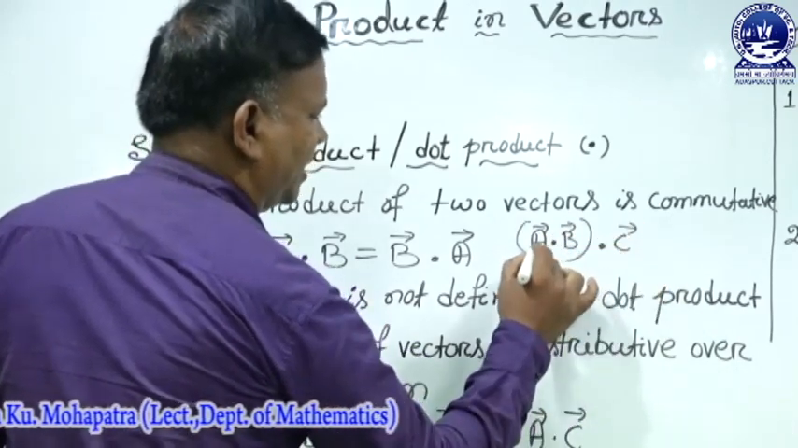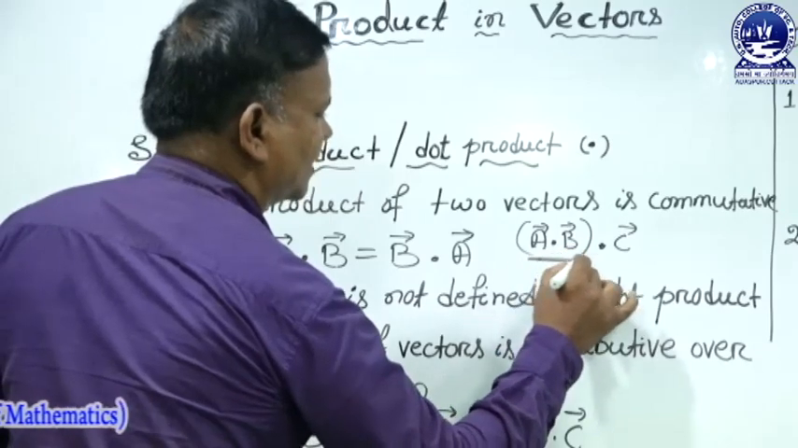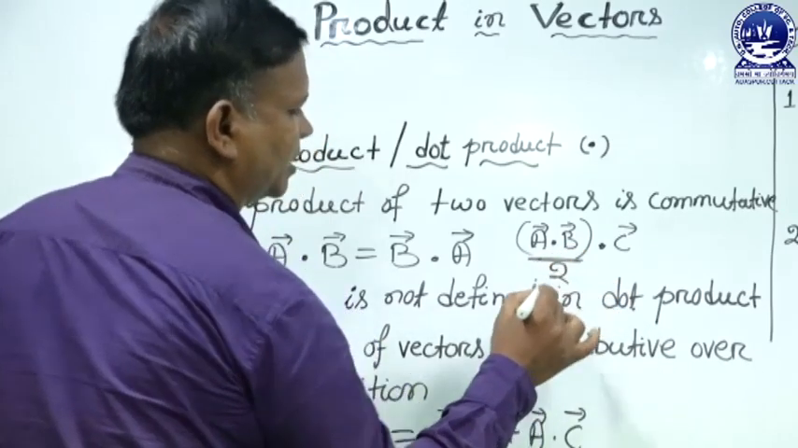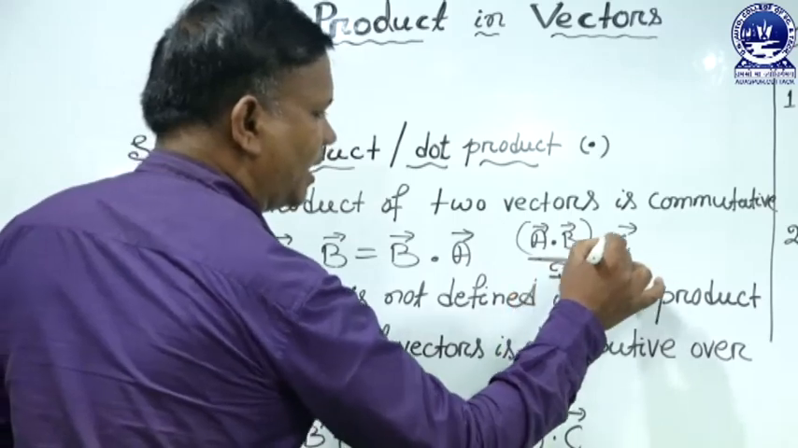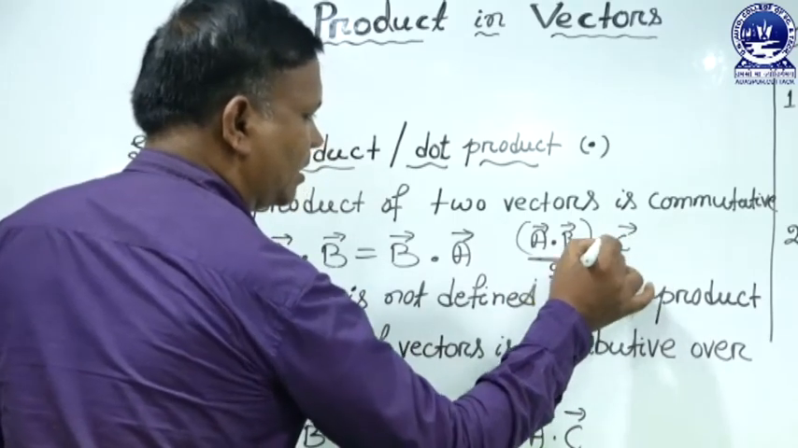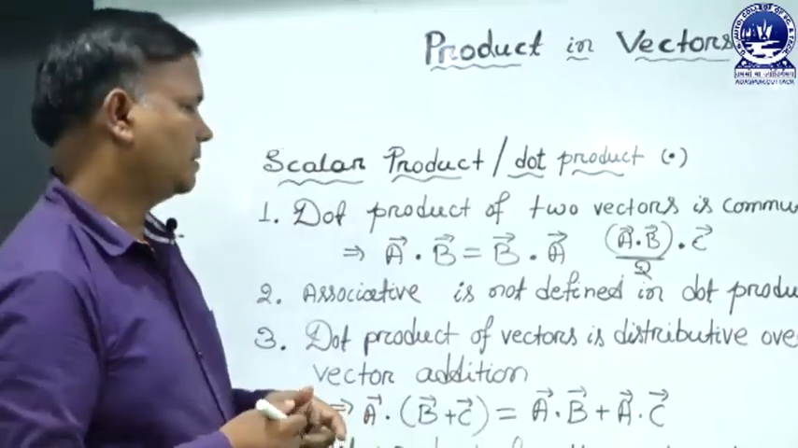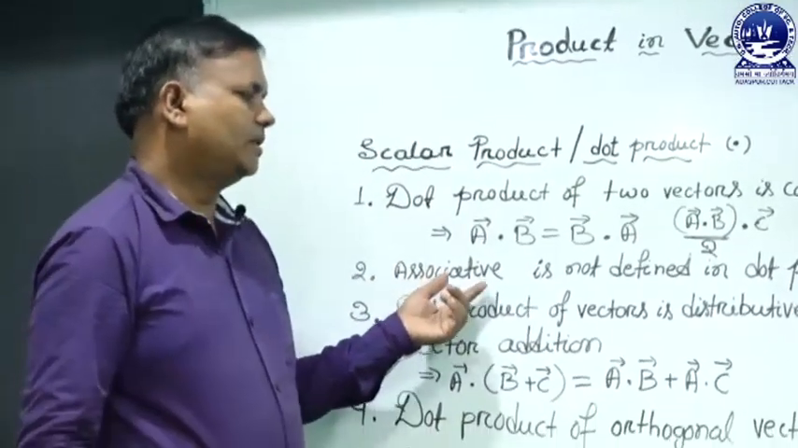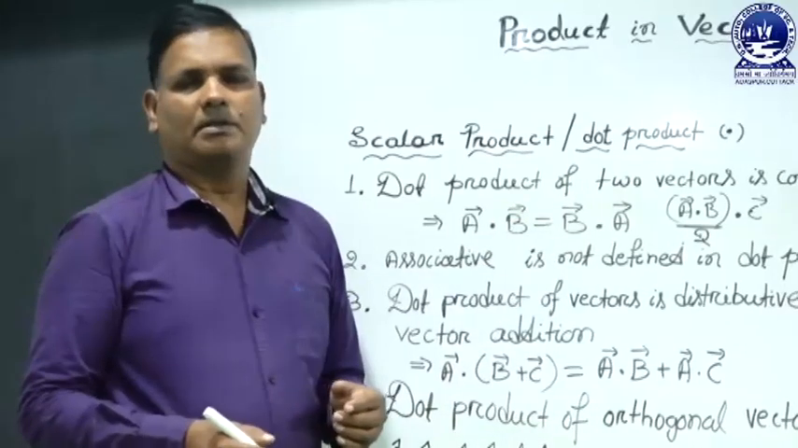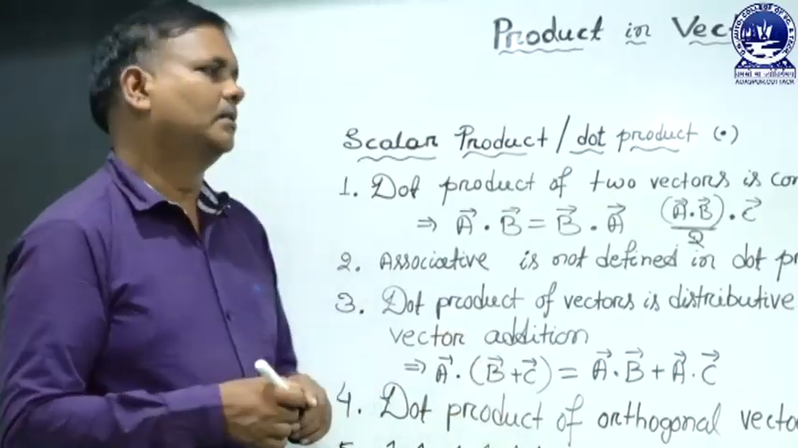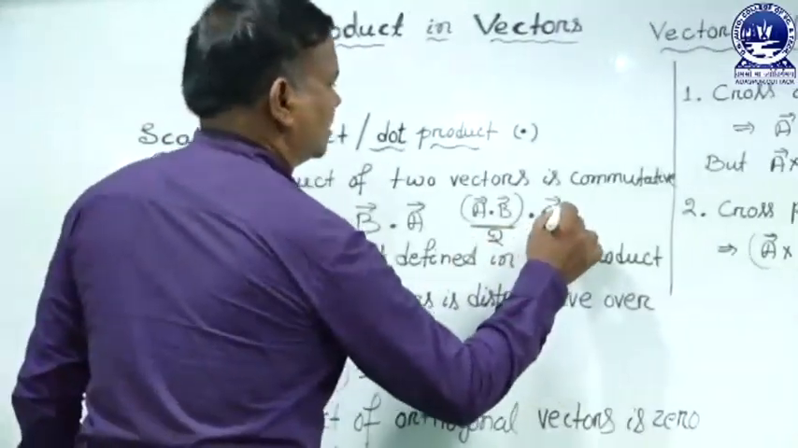So, here A dot B is a scalar, that means it is a number, 2 or 3. So, a number and a vector, that means a scalar and a vector, is not defined. That means associative is not defined in dot product. We cannot define the associative product.